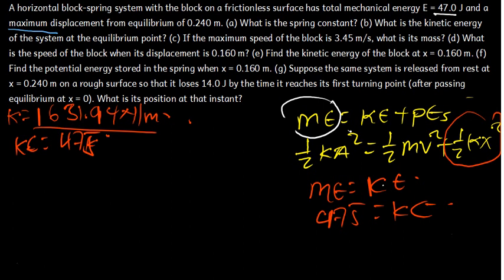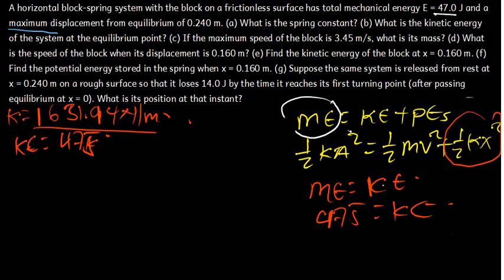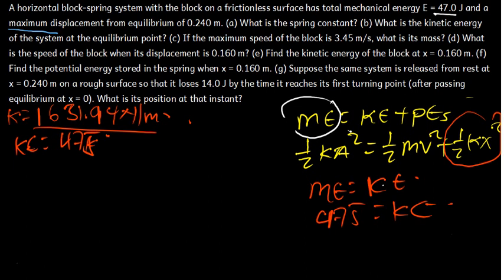Okay, we go to part C. C is saying if the maximum speed of the block is 3.45 meters per second, what is its mass? Now, the moment you hear the word maximum, we're talking about the maximum velocity. So where can we find the maximum velocity? If you have a spring, you can only find the maximum velocity at the equilibrium position.